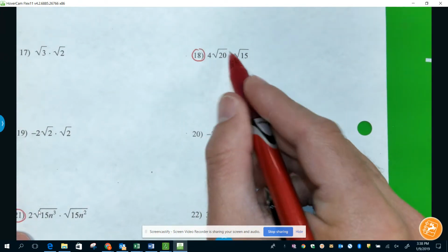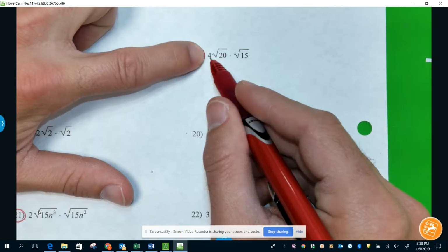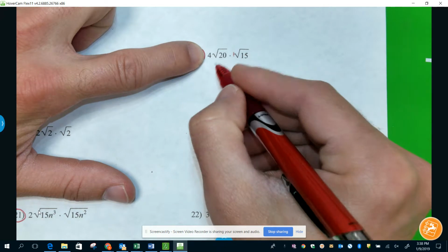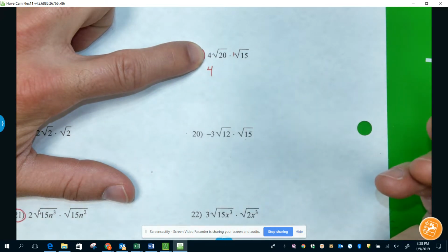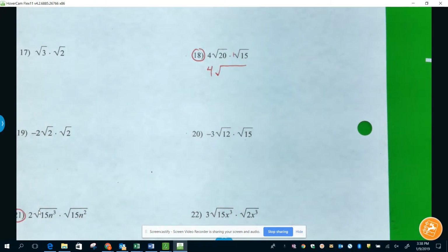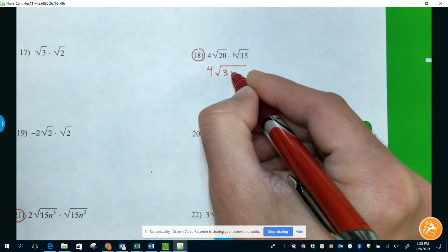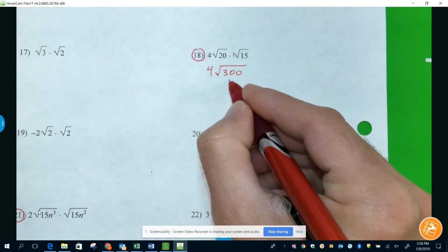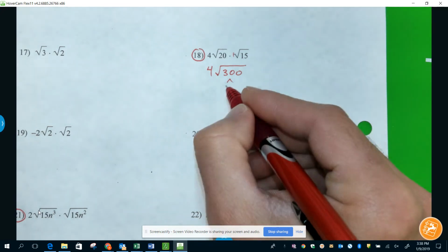We can multiply these first, in which case I would multiply the 4, which is the outside number, times a 1, which is just 4. And then underneath the radical, I would multiply 20 times 15, which is 300. And now I would break down my 300.